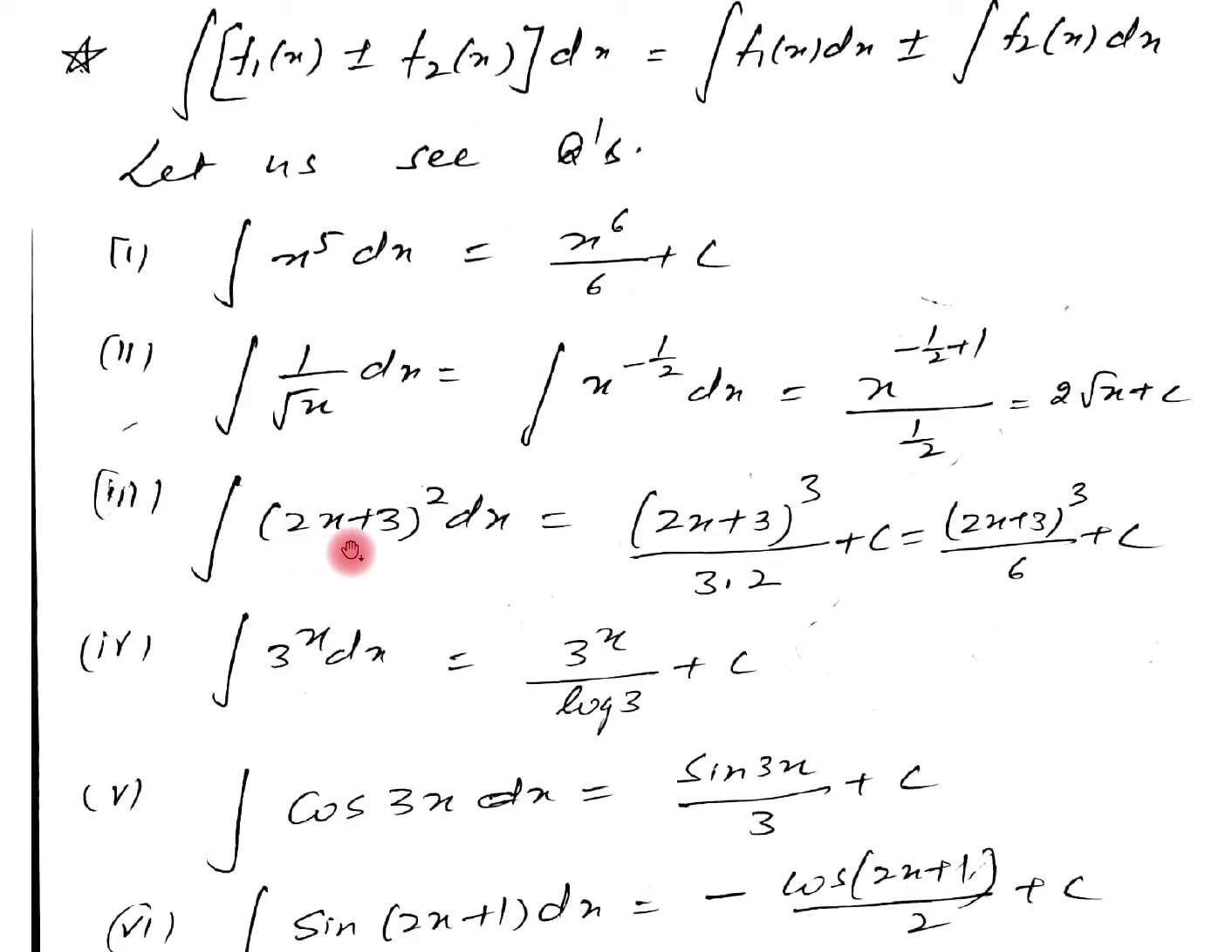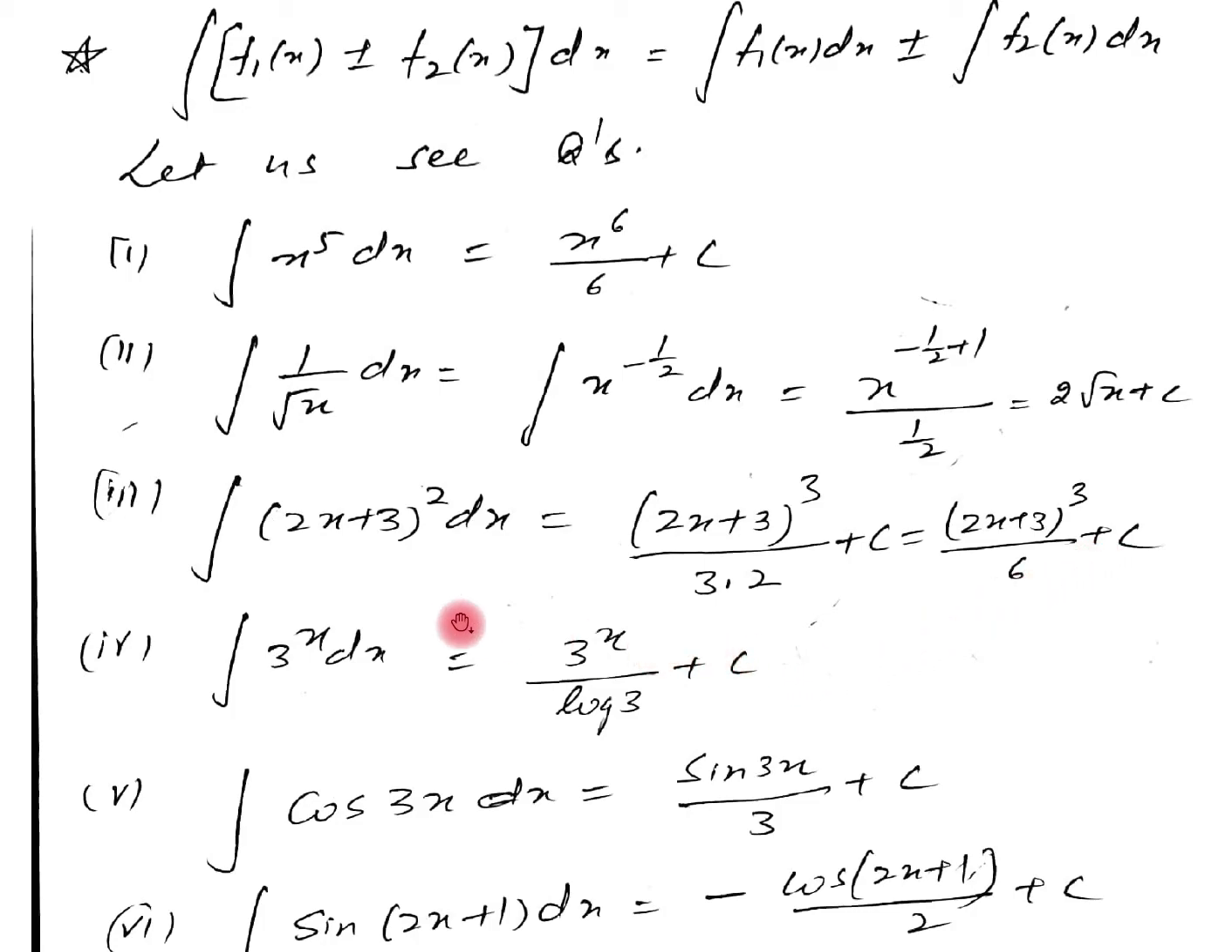Now the integral of (2x plus 3) whole square dx is equal to (2x plus 3) raised to 2 plus 1, that is 3, upon 3 into the coefficient of x, that is 2. So 3 into 2 is 6, plus c. Therefore it becomes (2x plus 3) whole cube upon 6 plus c.